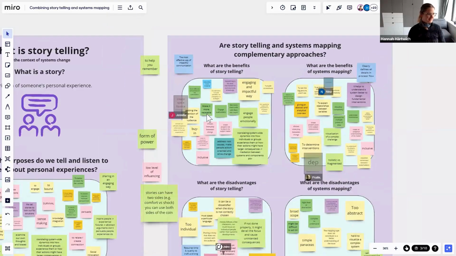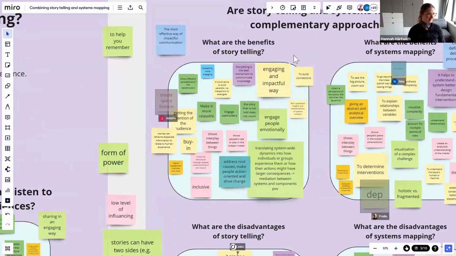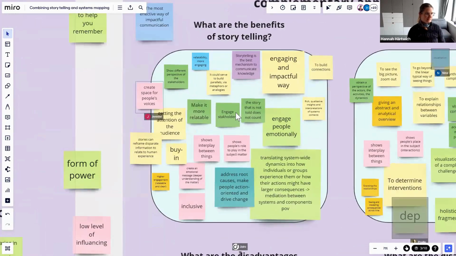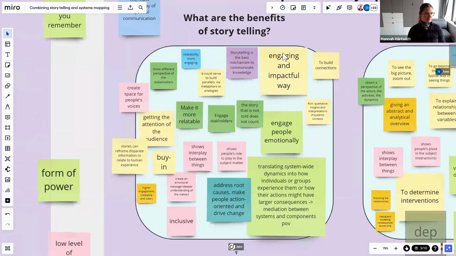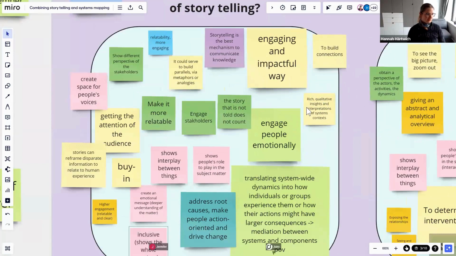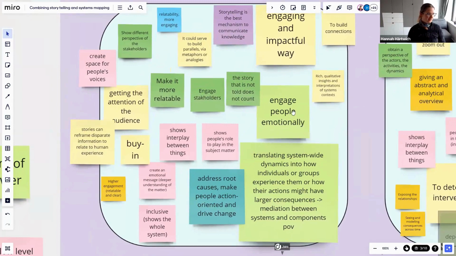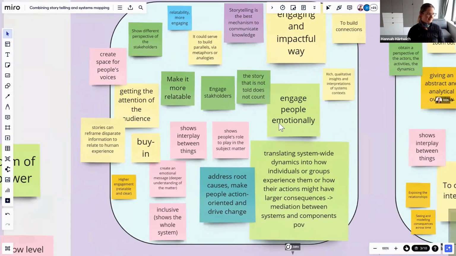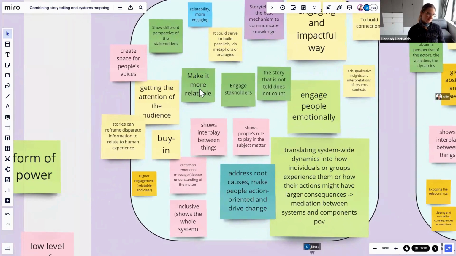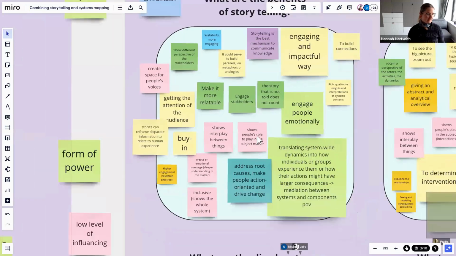So again, you have a lot of ideas around this. If we first look at the benefits of storytelling, they can be very engaging and impactful. They help to build connections. They can be very rich in qualitative insights. It engages our emotions. They're usually very relatable, can help to get buy-in, can show the interplay between things. It shows what role people play.